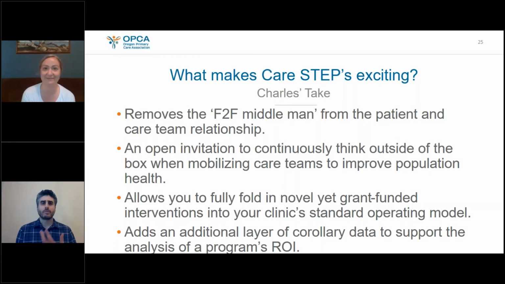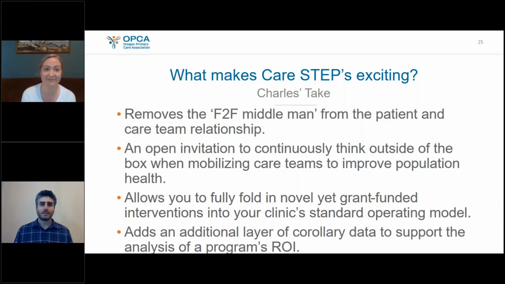But when I was reflecting on this question, what makes CareSteps exciting? These are the points I thought of. It removes the face-to-face middle person, or middleman, as you can say, from that patient and care team relationship. So with CareSteps, care team members can go directly to patients and not need to worry about funneling it through a face-to-face encounter for it to count.